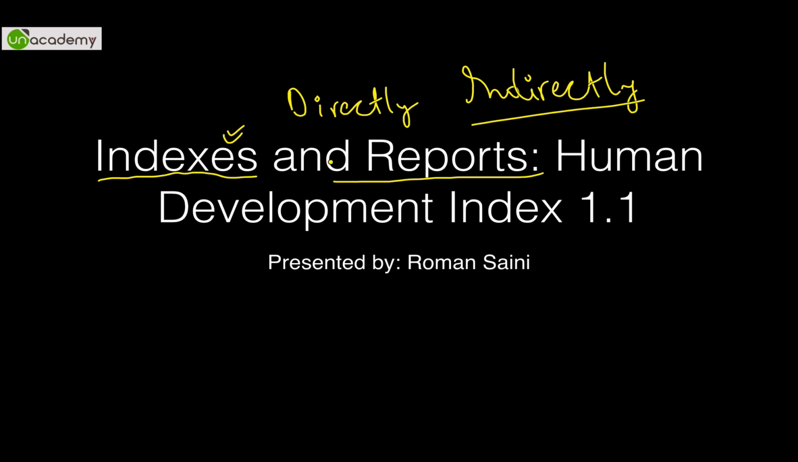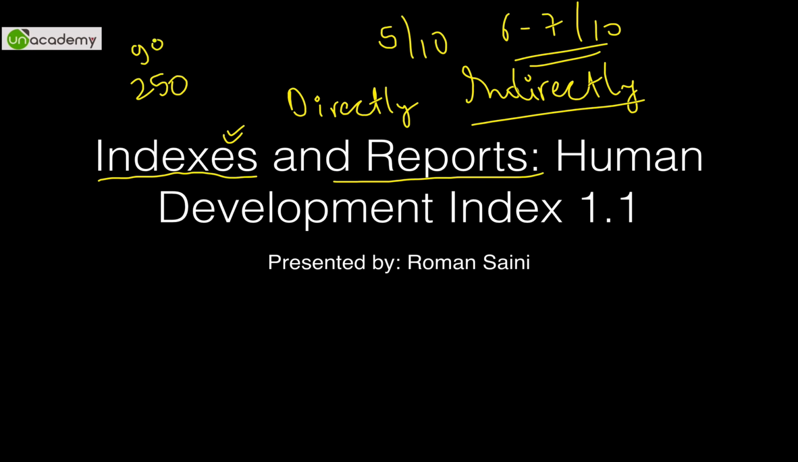If you know these reports and indexes, rather than getting 5 out of 10 marks, you may get 6 to 7 out of 10 marks. That is the level of difference it can create. For example, in essays of 250 marks, rather than getting 90 marks, you may get 120 marks. So it's all about how you quote your indexes and reports.